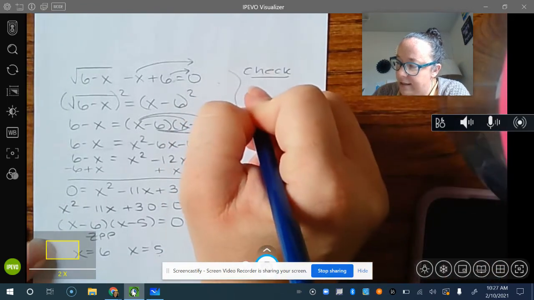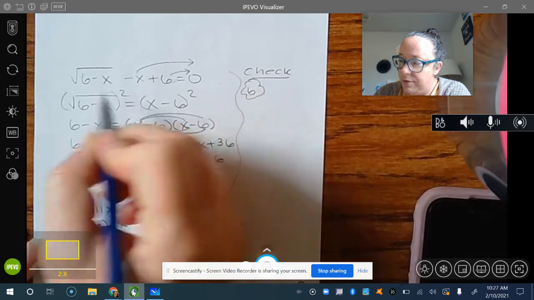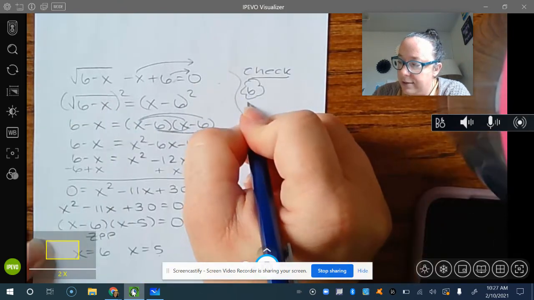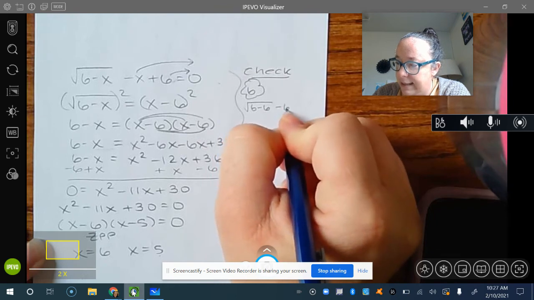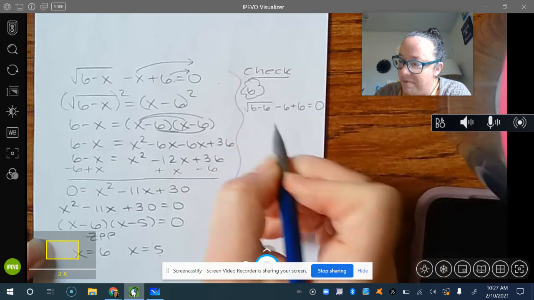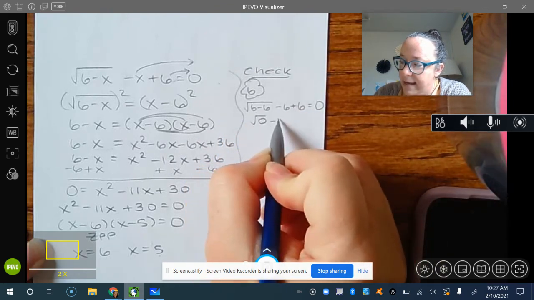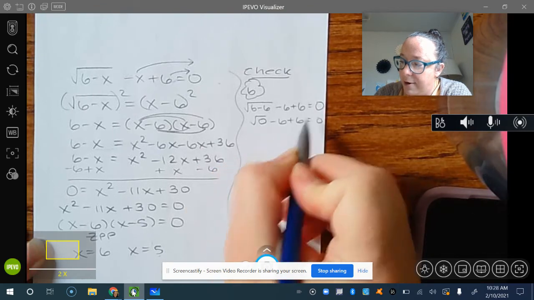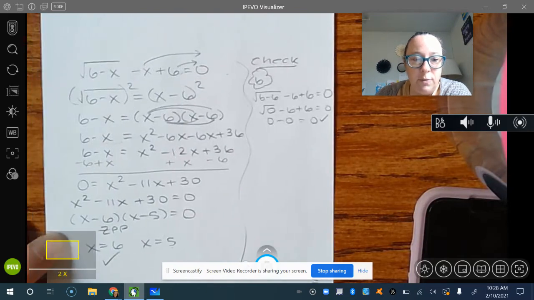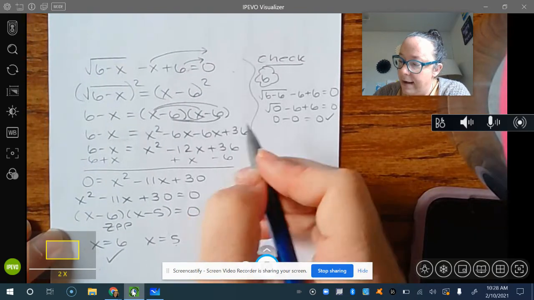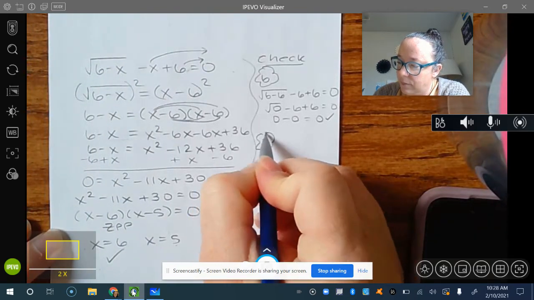Right now, I'm going to check the 6 in the original. Now, this was the original. So the square root of 6 minus 6, minus, plug 6 in, plus 6 equals 0. So that's the square root of 0 minus 6 plus 6 equals 0. 0 minus 0 equals 0. Yes. So y'all, 6 does work. 6 does work.